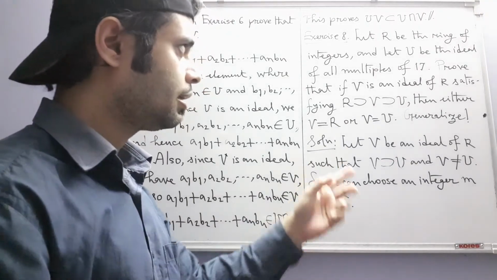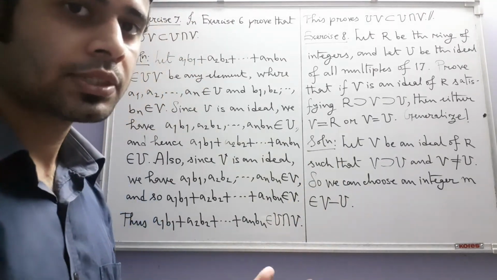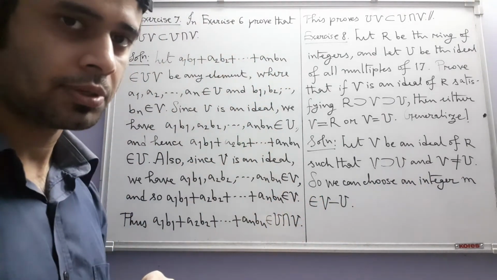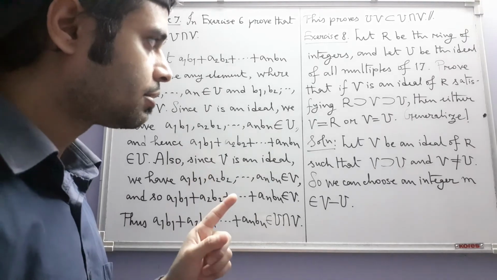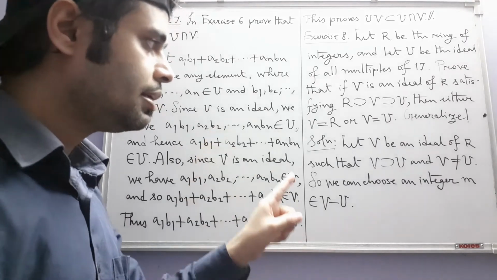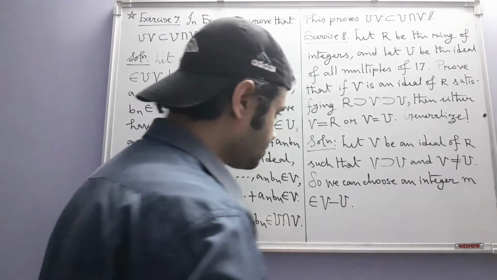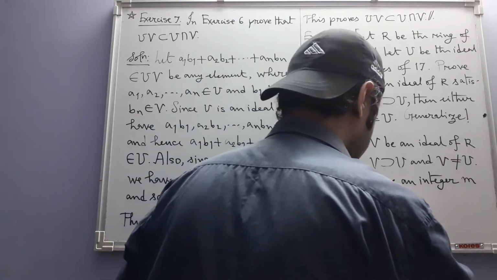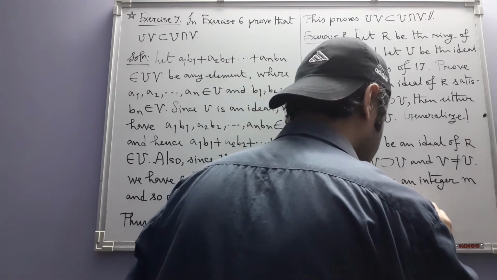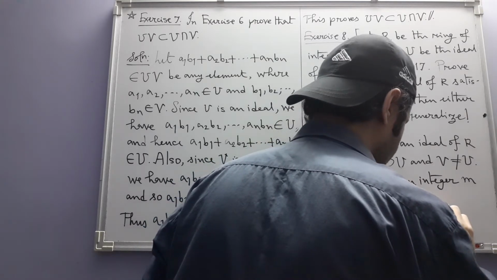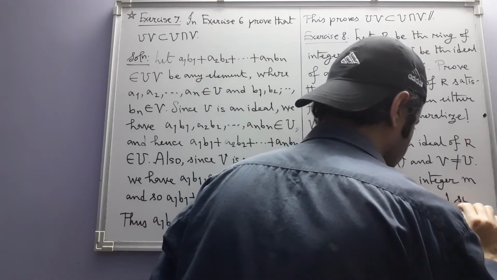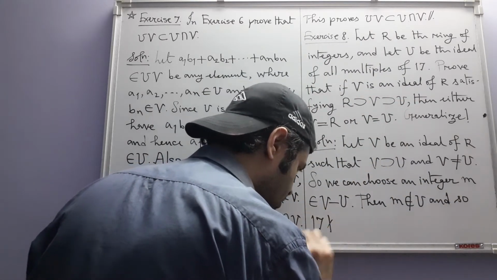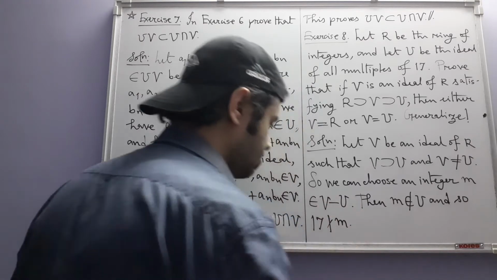Now recall what U is. U is the ideal of all integer multiples of 17. So that means our m is not an integer multiple of 17. Or in other words, 17 does not divide m. Then m does not belong to U, and so 17 does not divide m.